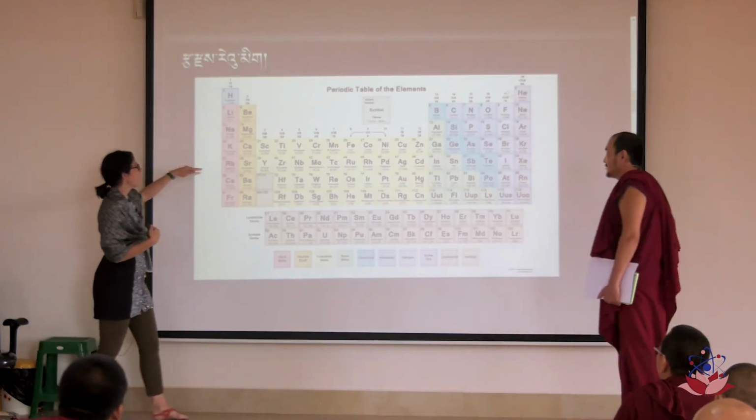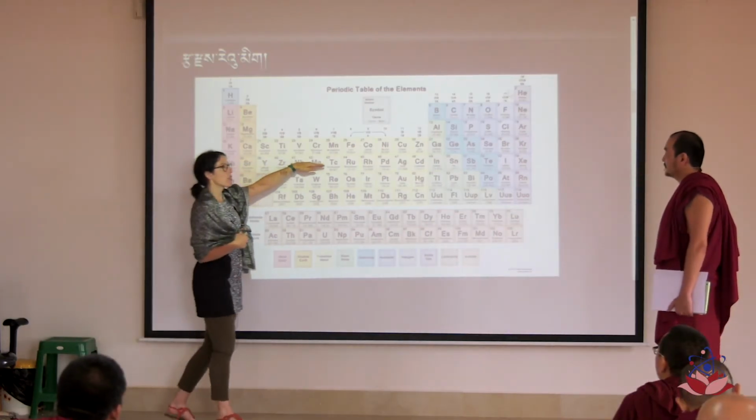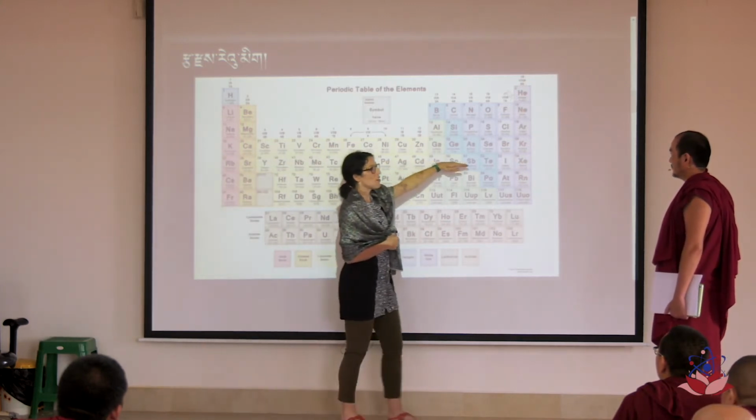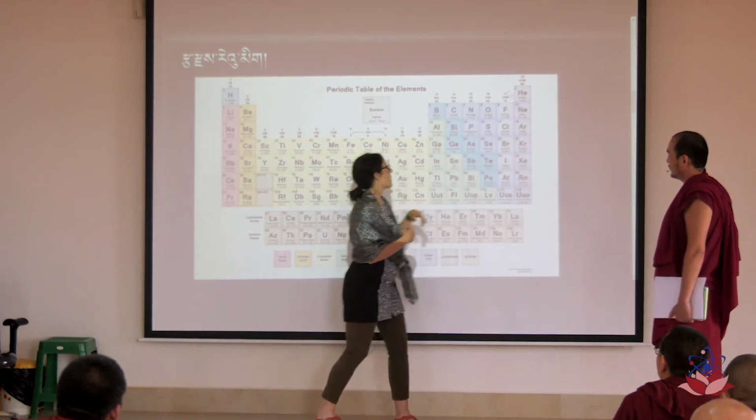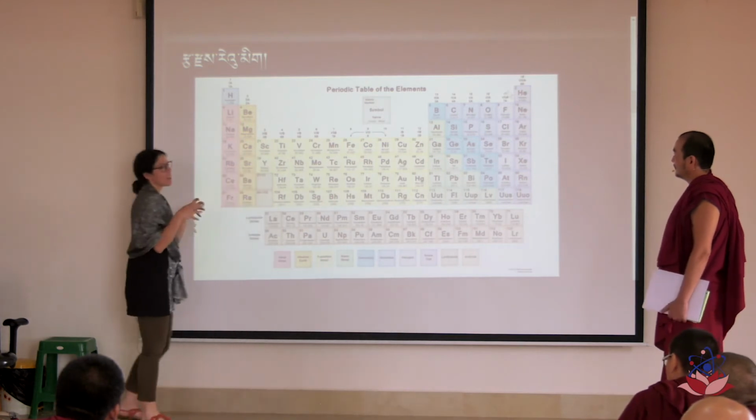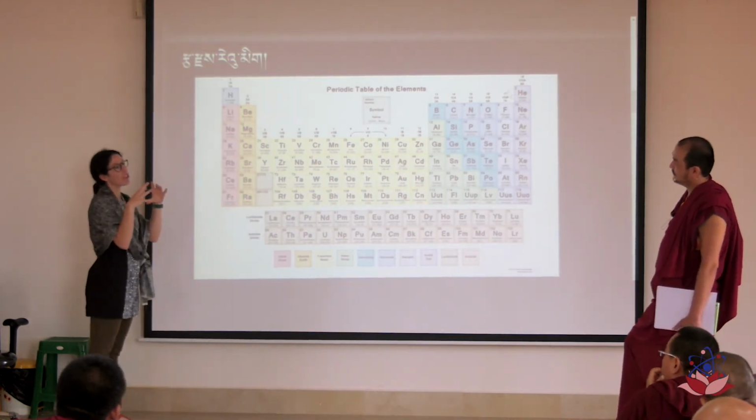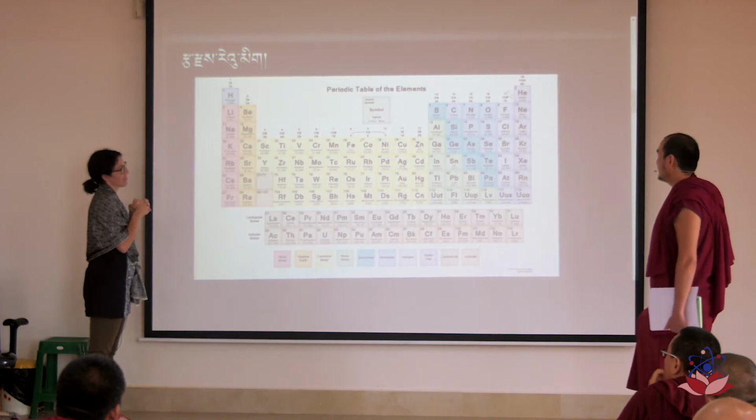So in a row, the size will actually decrease as you go farther to the right, and that's because of how full the electron shells are.